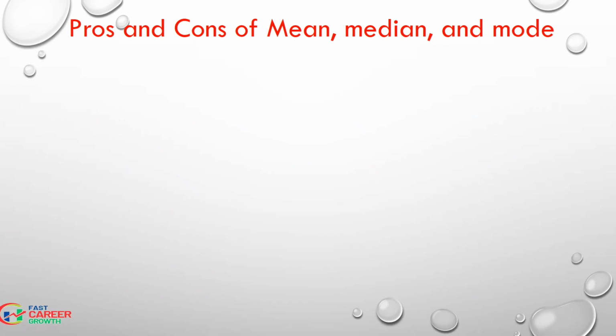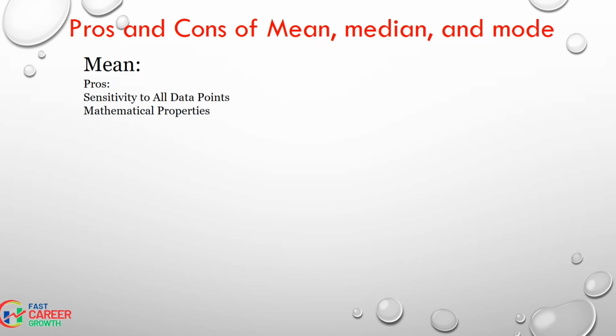Next is pros and cons of mean, median and mode. Mean, median and mode are 3 different measures of central tendency used in statistics. Each has its own advantages and disadvantages, and they are useful in different contexts. Here are the pros and cons of each. Mean. What are pros of mean?